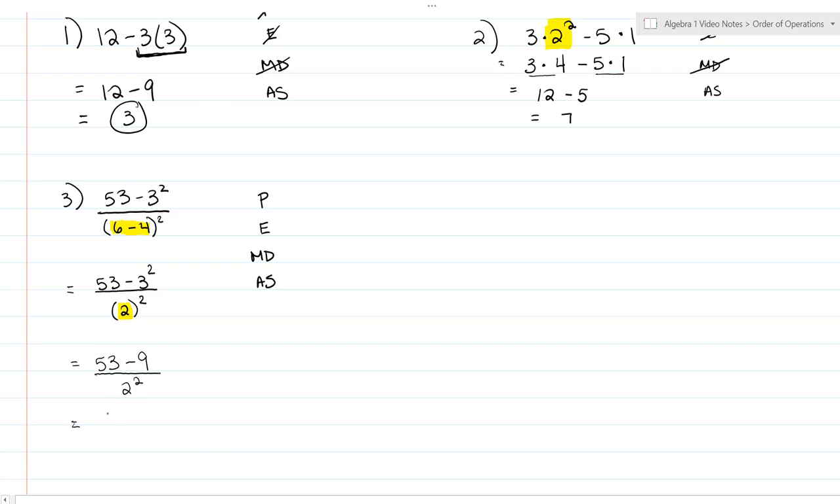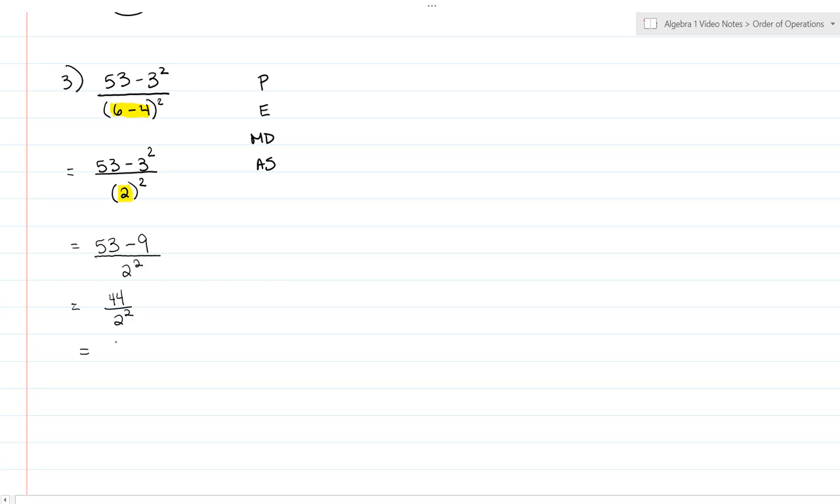And then 53 minus 9 is 44. And we still haven't done anything with the denominator. And then now that we've evaluated the numerator, that group, we can go to the bottom and evaluate that group. So 44 divided by, and we're going to actually do 2 squared, which is 4. And now we can do that division, 44 divided by 4, which is 11. All right, and we are actually going to finish up with just that one example, so good luck practicing.